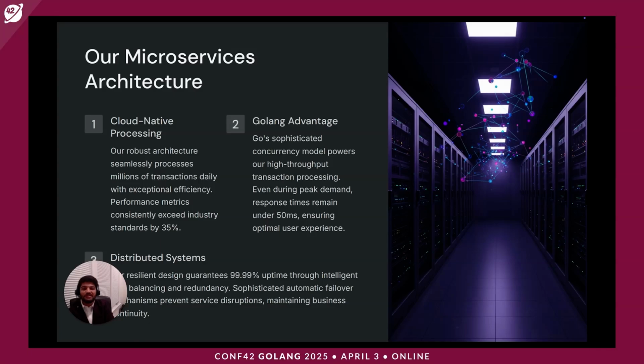Coming to resilience in distributed systems, our architecture guarantees 99.99% uptime by ensuring that even if a service fails, traffic is automatically rerouted to backup nodes. To put this into perspective, think about Black Friday or major stock market trading days when transaction volumes surge. Our system scales dynamically to handle these spikes, ensuring a seamless experience for millions of users.